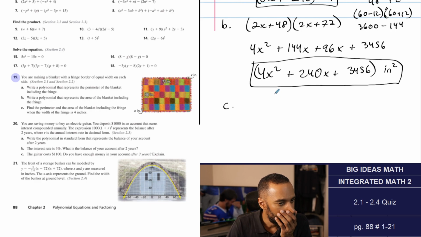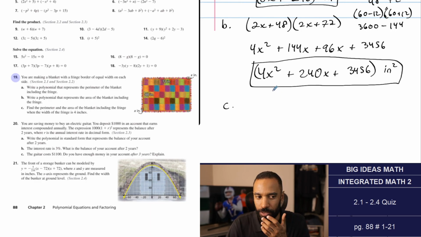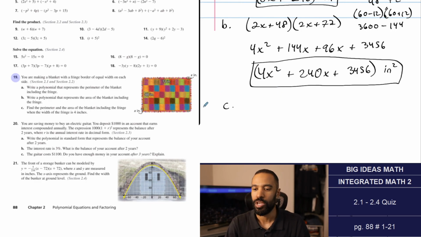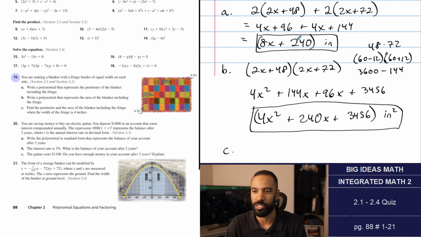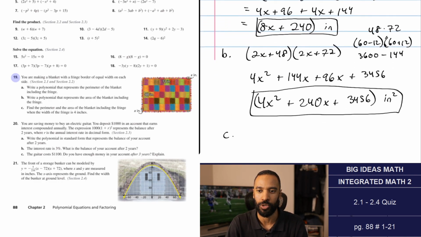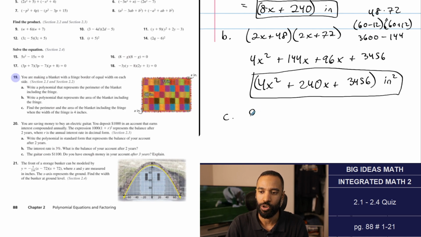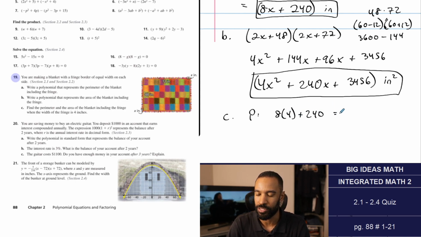Find the perimeter and the area of the blanket, including the fringe, when the width of the fringe is 4 inches. So we have these two expressions that are also even combined together to help you. I'm going to substitute 4 for x. So for perimeter, let's do 8 times 4 plus 240. Basically, that's how much fringe is being added to the perimeter, all those bits. 32 plus 240 is 272 inches.